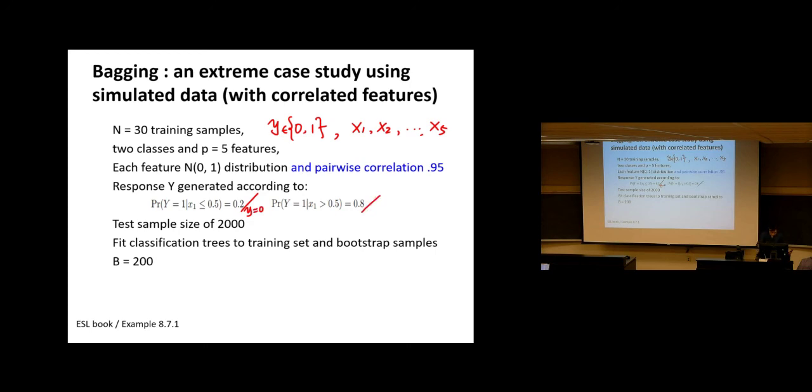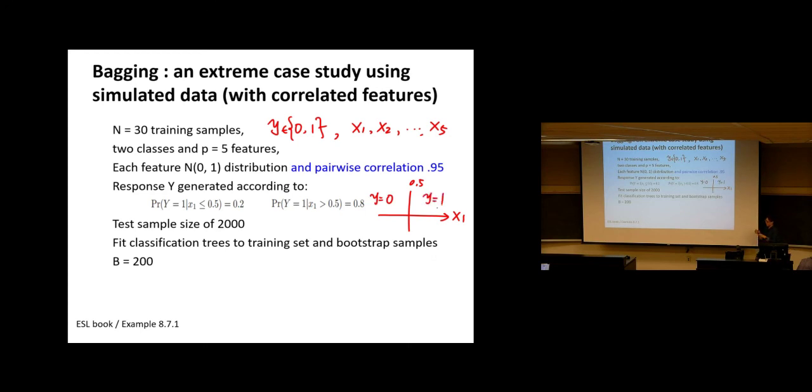And then if x1 is larger than 0.5, it's mostly 1. When it's smaller than 0.5, it's mostly 0. So it's a super easy classification, actually. x1, and then there's a 0.5 there. On the left is class 0, and on the right is class 1.